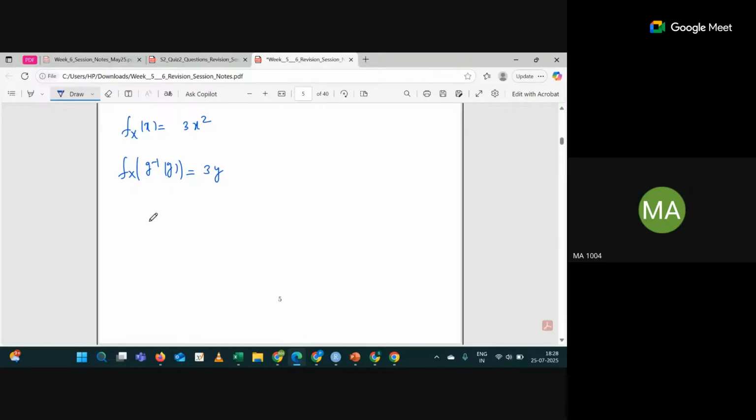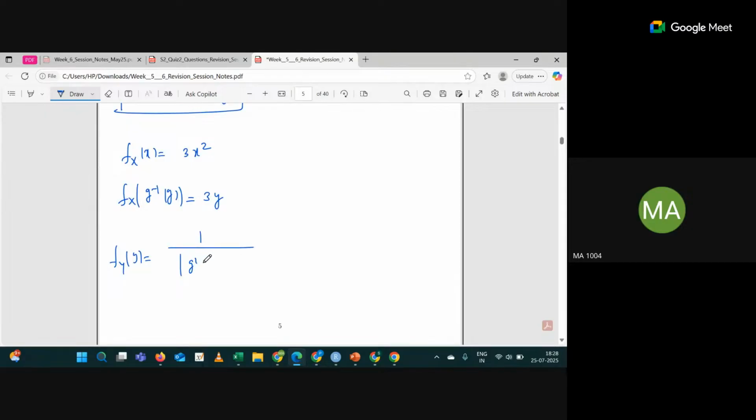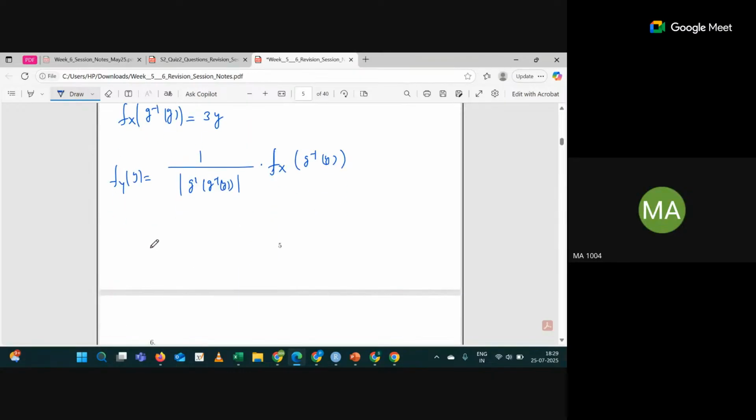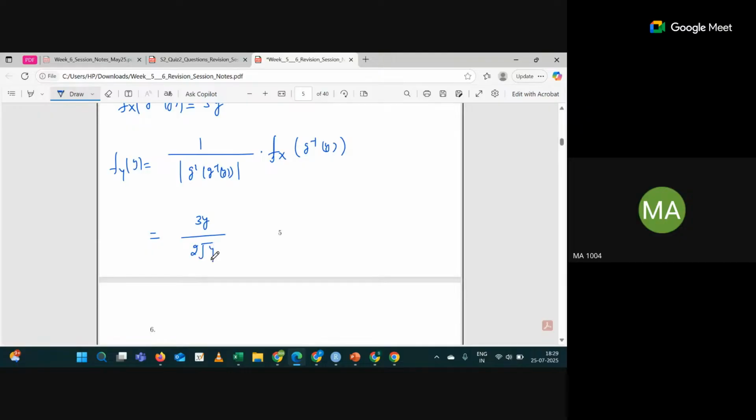So far so good. So what is the PDF of y? According to the formula, 1 upon the absolute value of g dash of g inverse of y, into f x of g inverse of y. So this will be 3y divided by what is this? This value is 2 square root of y. So if we cancel out, this will be 3 by 2 square root of y.